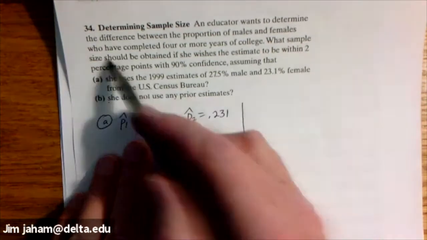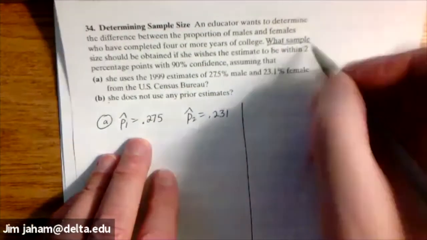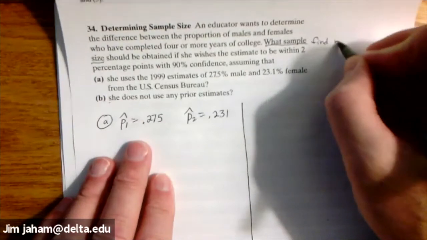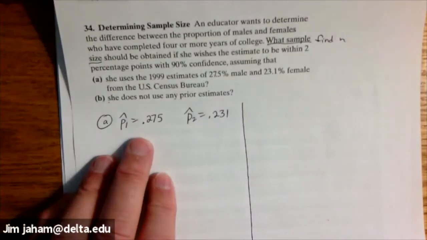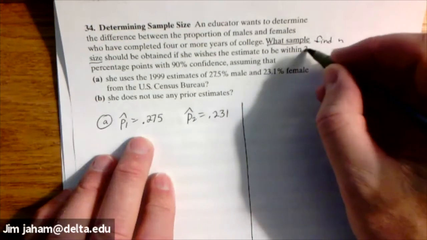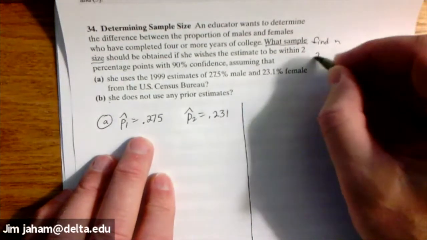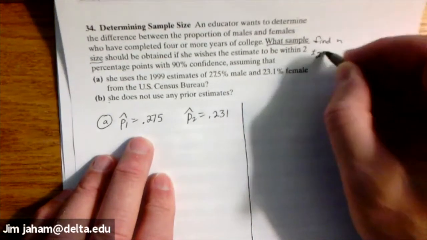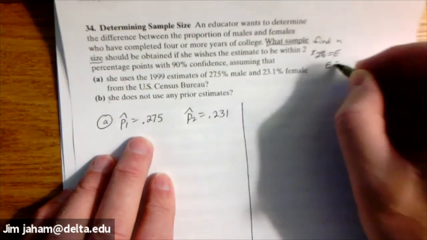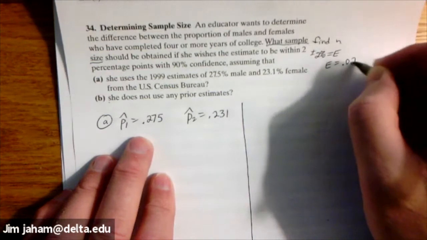What sample size? So this is what tips it off for you. What sample size? Another way to say that is to find N. So we're looking for a sample size. The formulas above make sense for that. She wishes to estimate the difference to be within 2 percentage points. Okay, plus or minus 2%. This is the margin of error. We will enter this as a decimal into our formula.